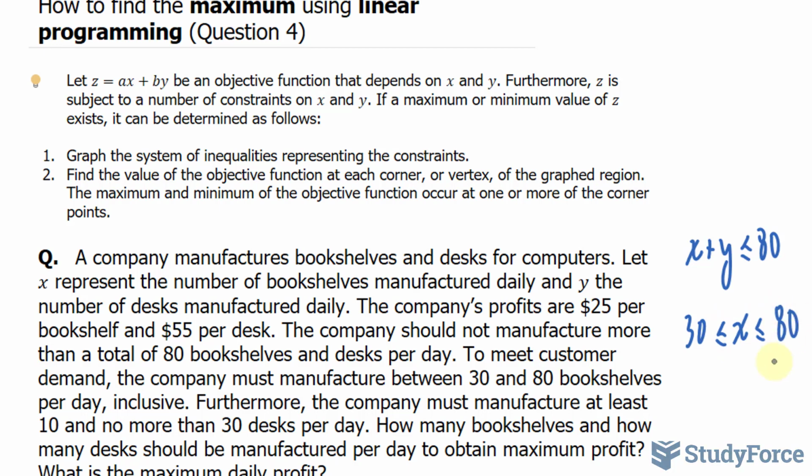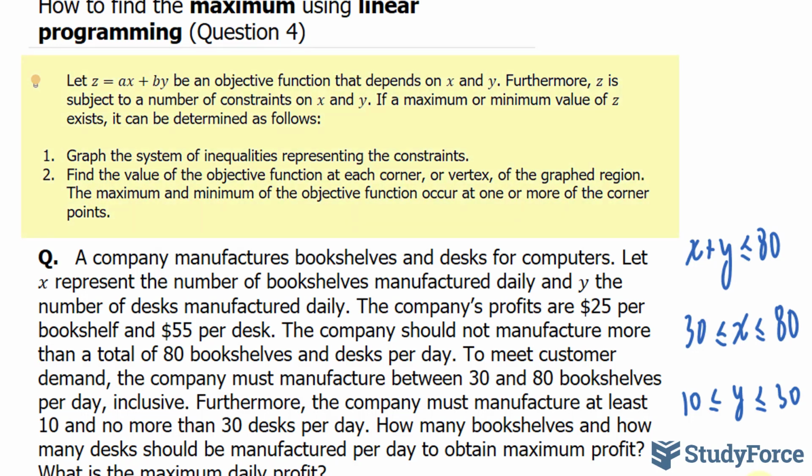That's another constraint. Furthermore, the company must manufacture at least 10 and no more than 30 desks per day. So y is sandwiched between 10 and 30. How many bookshelves and how many desks should be manufactured per day to obtain maximum profit? What is the maximum daily profit?